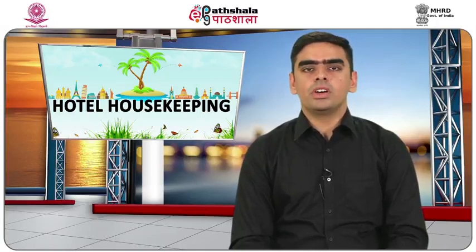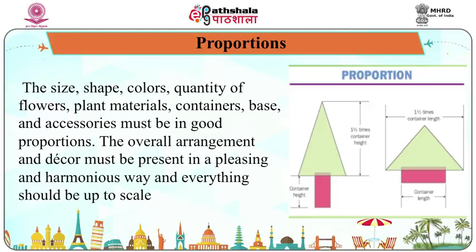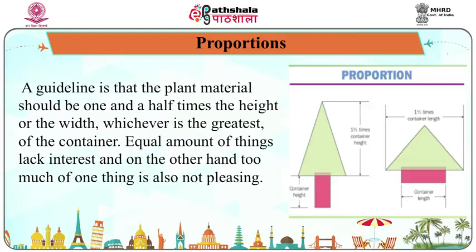Firstly, styling based on effect includes proportion. The size, shape, color, and quantity of flowers, plant materials, containers, base and accessories must be in good proportion. The overall arrangement and the decor must be presented in a pleasing and harmonious way, and everything should be up to scale. A guideline is that the plant material should be 1.5 times the height or the width, whichever is the greatest, of the container. Usually equal amounts of things lack interest, and on the other hand, too much of one thing is also not pleasing.